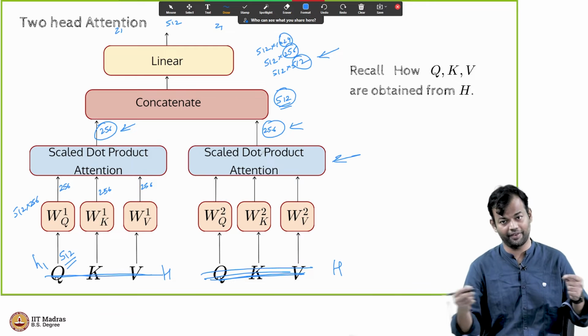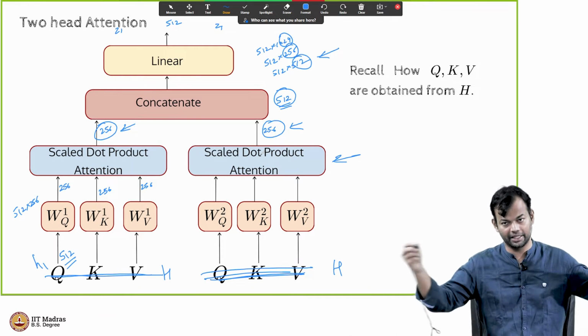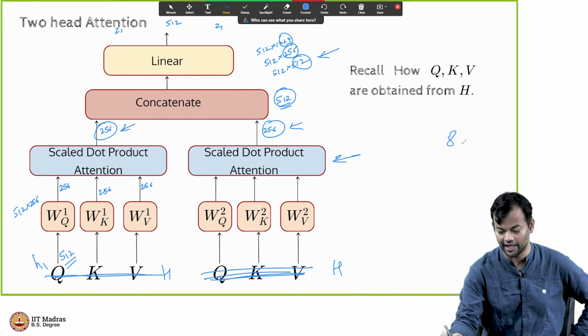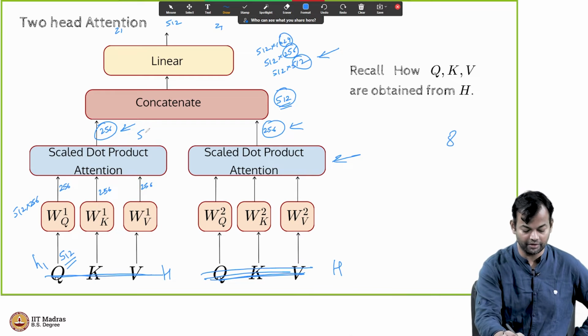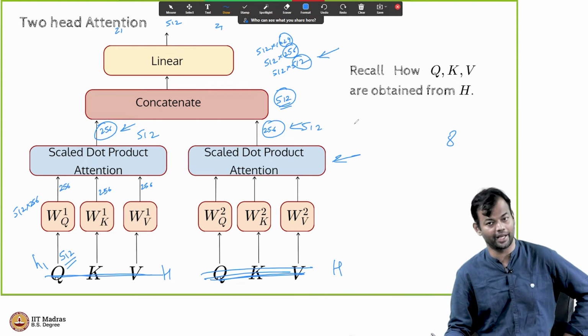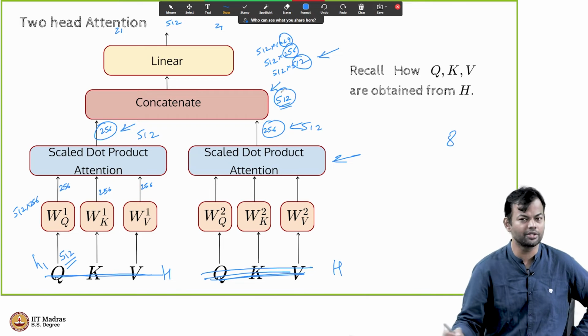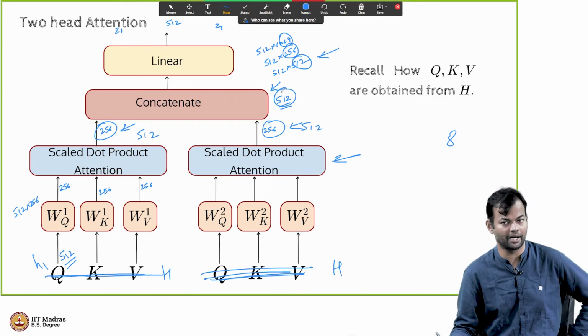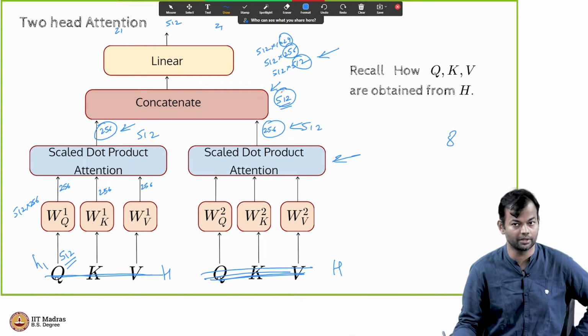Because if each of these is 512 dimensional, then you concatenate, you will keep growing larger, right? And typically you use 8 heads. So now if each of these is 512 dimensional, and then you concatenate them, then you'll get a 4096 dimensional output here, which is too large, right? Because it increases the size of the parameters, that will go through a linear transformation and so on, right?